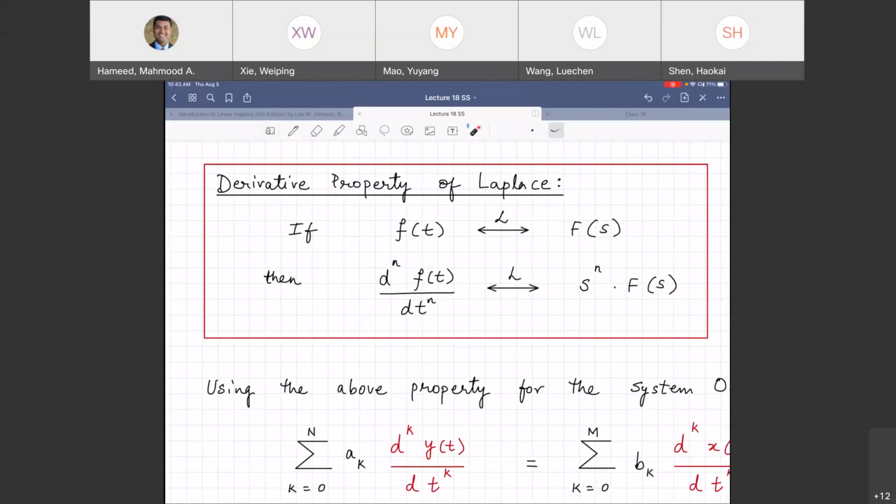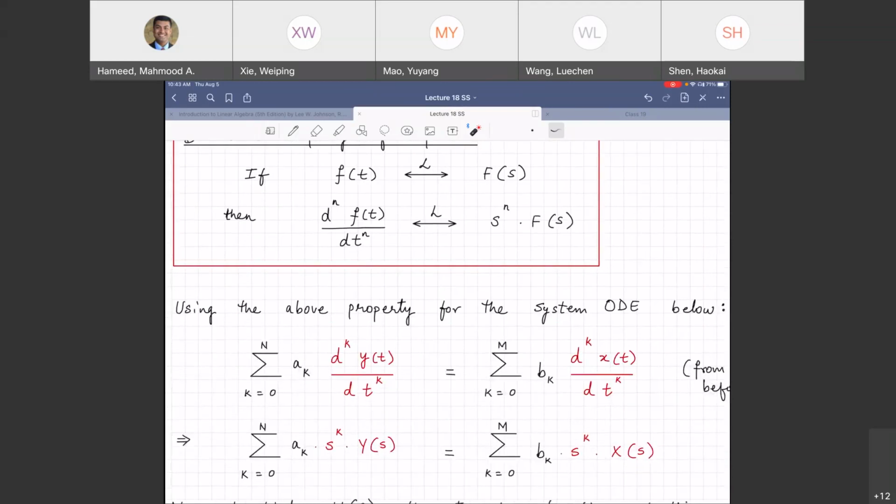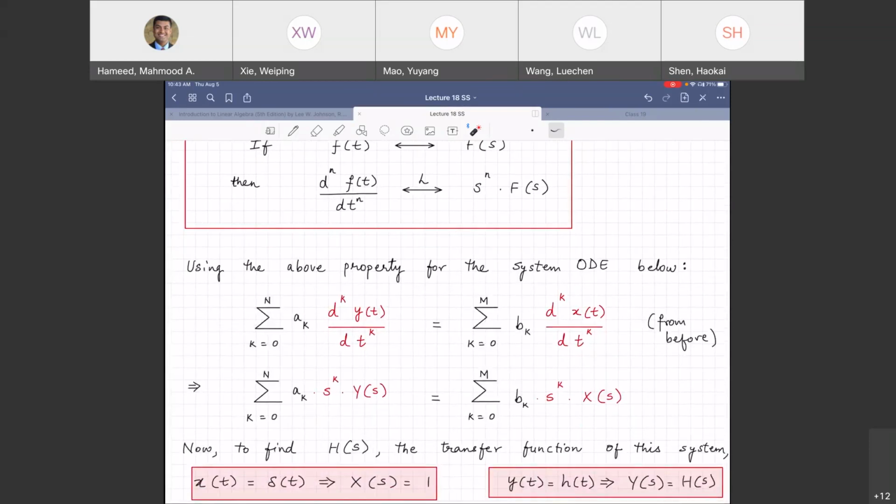Every time you differentiate in time domain, you multiply with an s in the Laplace domain. We have seen this property, we have proved this property earlier. Even for Fourier transform, you had that same property. So let's try to apply that, because we are going to need to differentiate output as well as input k number of times, where k is going from 0 to n for the output, 0 to m for the input. So using the above property for the system ordinary differential equation, what do you have?